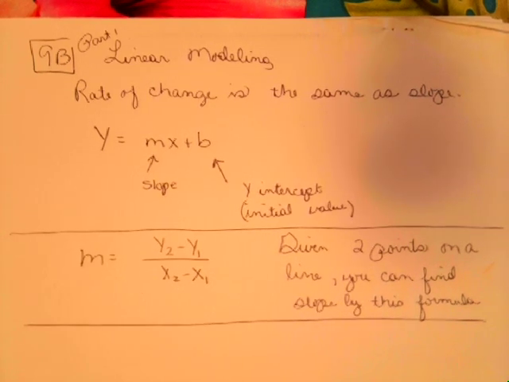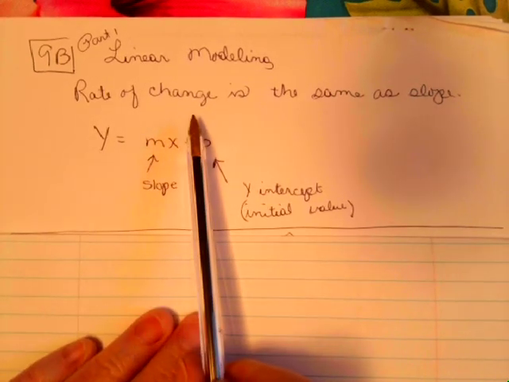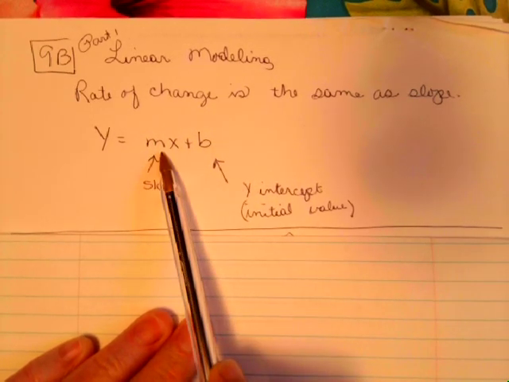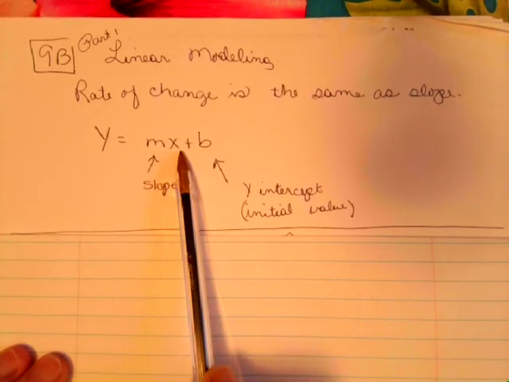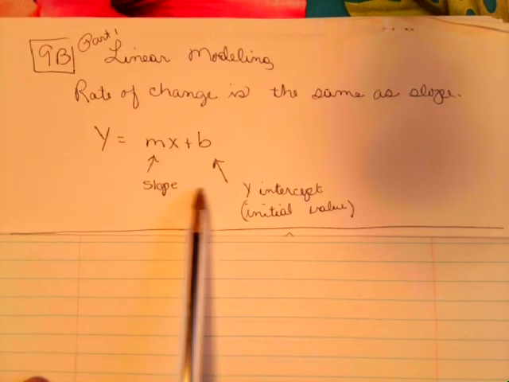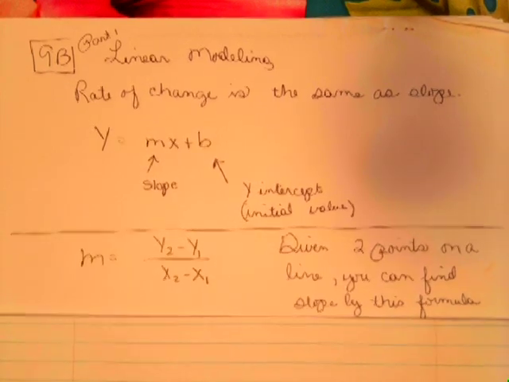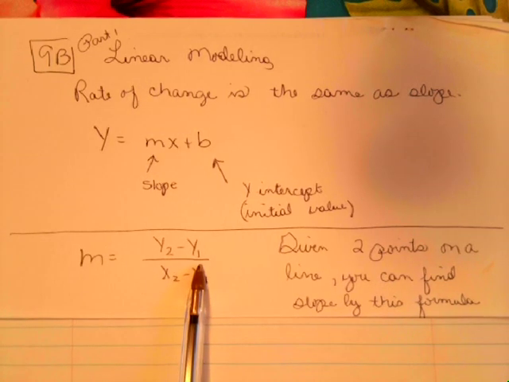The basic stuff that you already know before you start this lesson is that rate of change is the same as slope. You know that you have this slope-intercept form of a line where M stands for slope, B is the y-intercept. It's also the initial value. It's what you start with. If you're given 2 points and you're asked to find slope, you use this formula, y2 minus y1 over x2 minus x1.